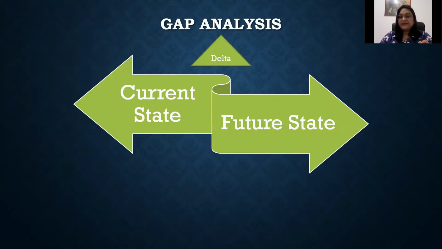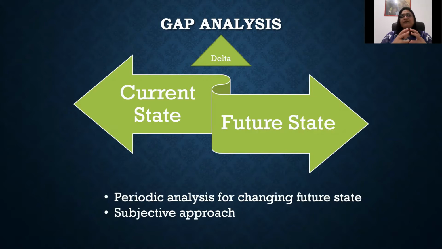The delta is that missing part. Like suppose the current performance is here and the future state is here. So the gap between these two is called a gap analysis. And this delta helps the organization or anybody to find the initiatives or the objectives to be put in place to fill that gap and reach from the current state to the future state.